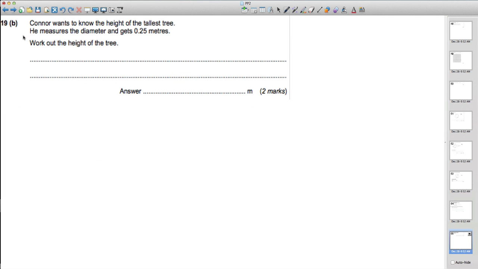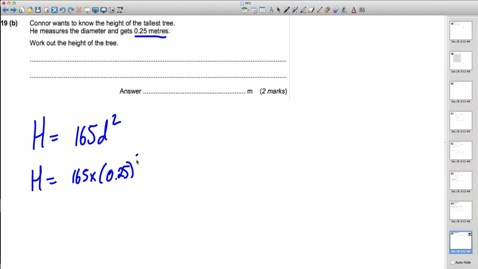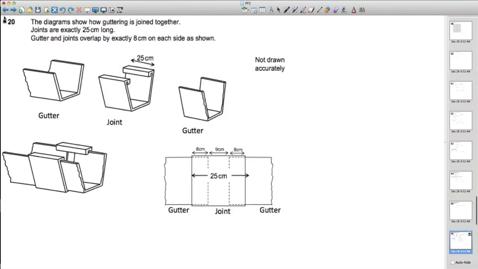Connor wants to know the height of the tallest tree. He measures the diameter and gets 0.25, work out the height. You know the height is equal to 165 d squared, so therefore the height must be 165 multiplied by 0.25 squared. And when you do that calculation, you get 10.3 meters to 1 dp. Simple, simple, simple.